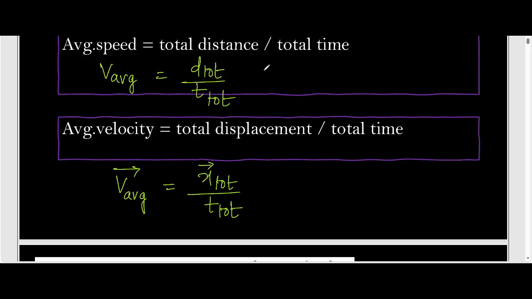Or you can say change in distance by change in time, or change in displacement by change in time. Total distance by total time or change in distance by change in time will give you average speed. And total displacement by total time or change in displacement by change in time will give you average velocity.